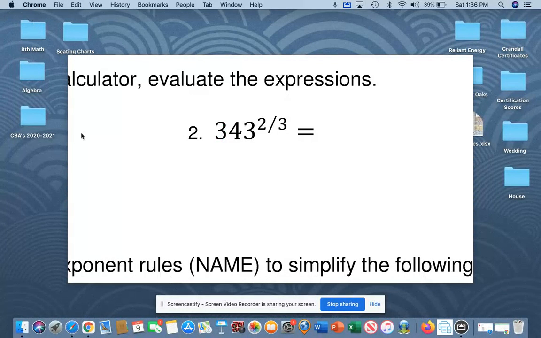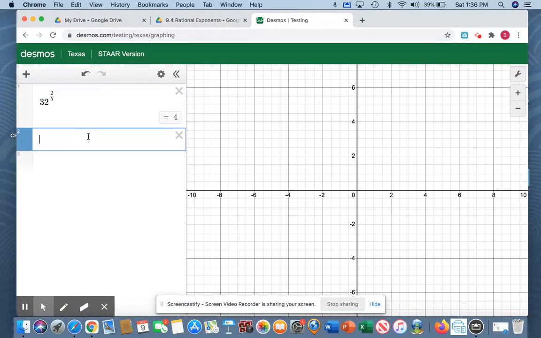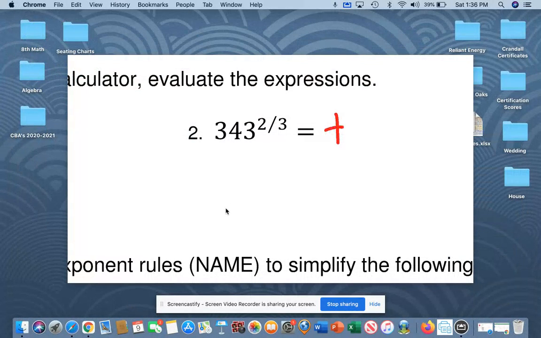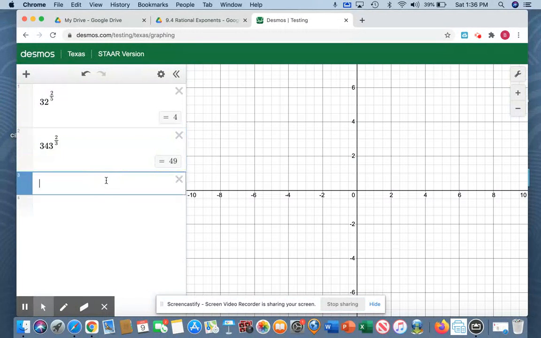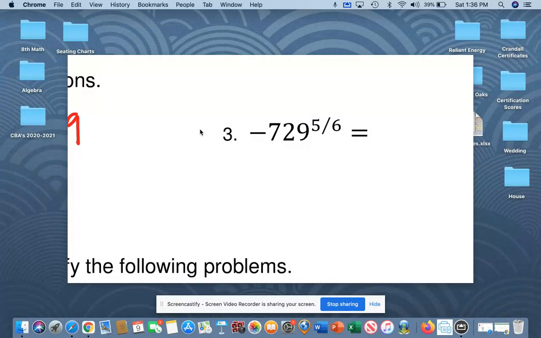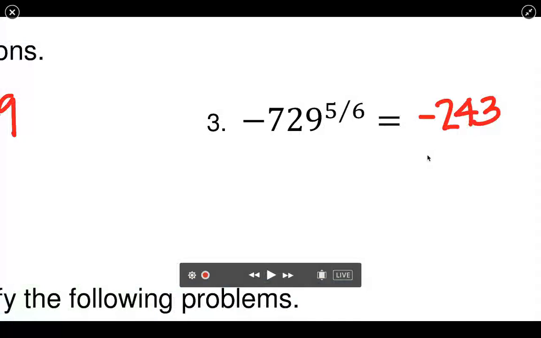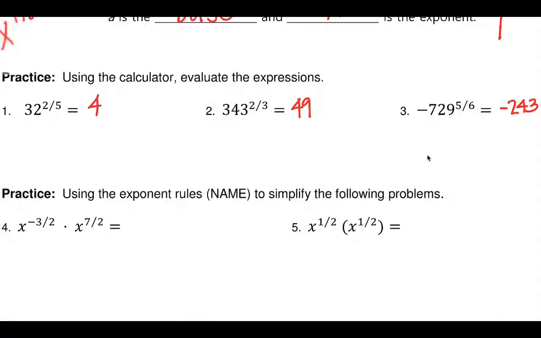This one I've got 343 to the power of 2/3. So 343 to the power of 2 divided by 3, and I get 49. Lastly, again, just plugging in my calculator exactly the way I see it, I have negative 729 to the power of 5 divided by 6. I get negative 243. So again, you can just plug these into your calculator and see what you get.